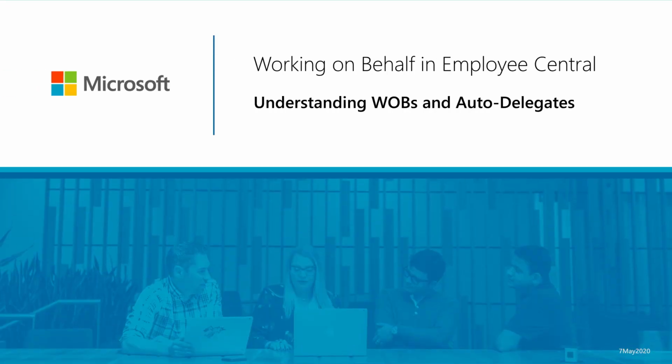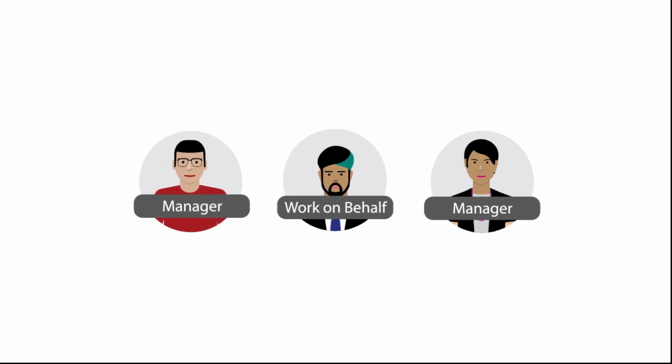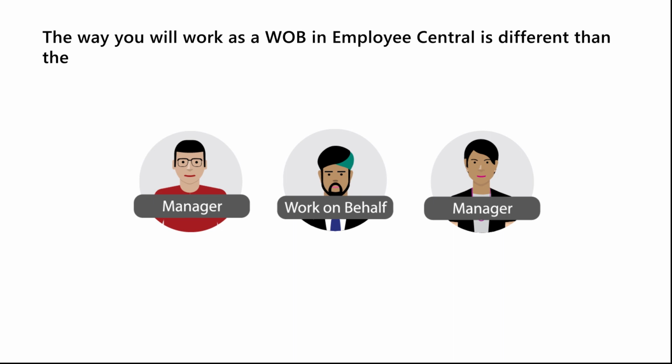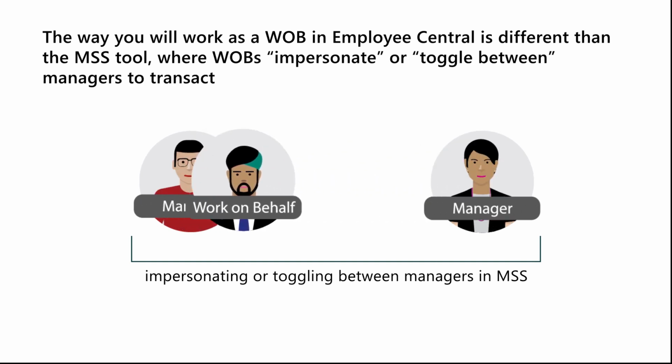In this demo, we'll walk through how Work on Behalf and Auto Delegate functionality works in Employee Central. A Work on Behalf, or WOB, has the capacity to perform transactions on behalf of another person, generally a manager, in the tool. However, the way you will work as a WOB in Employee Central is different from the MSS tool, where WOBs impersonate or toggle between managers to transact.